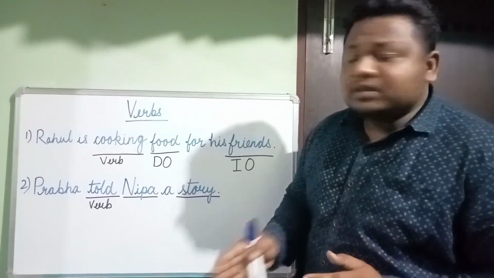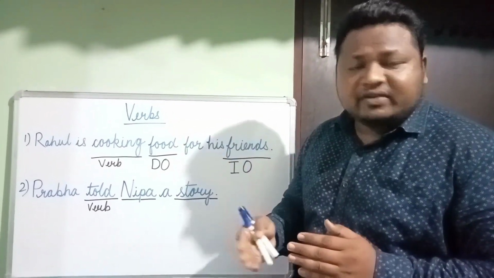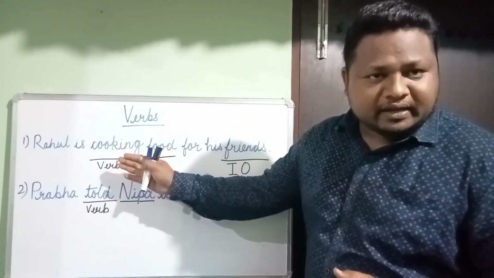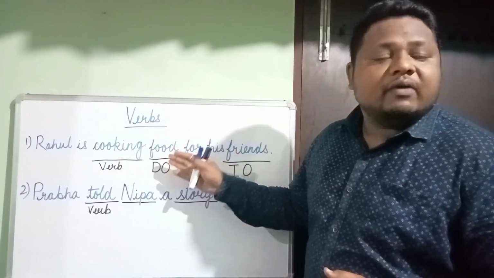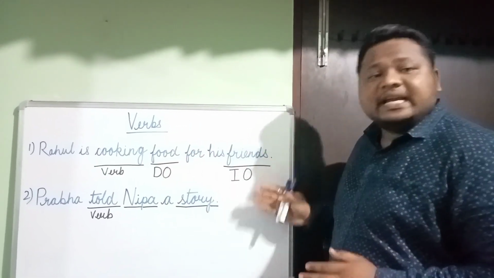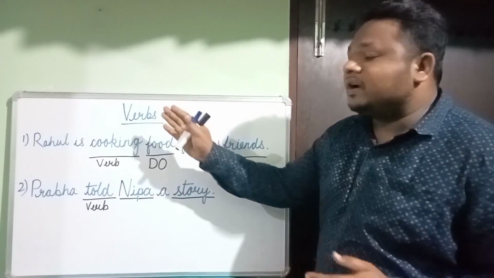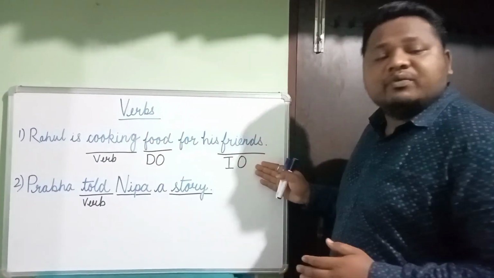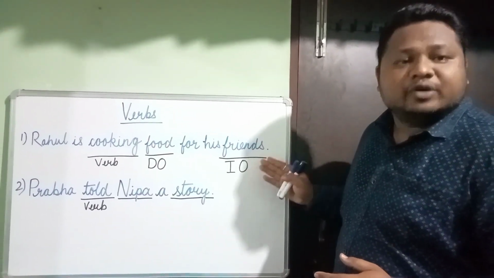Here the noun food is directly related with the verb cooking. That's why food will be called direct object. And friends is indirectly related to the verb cooking. So friends will be called indirect object.